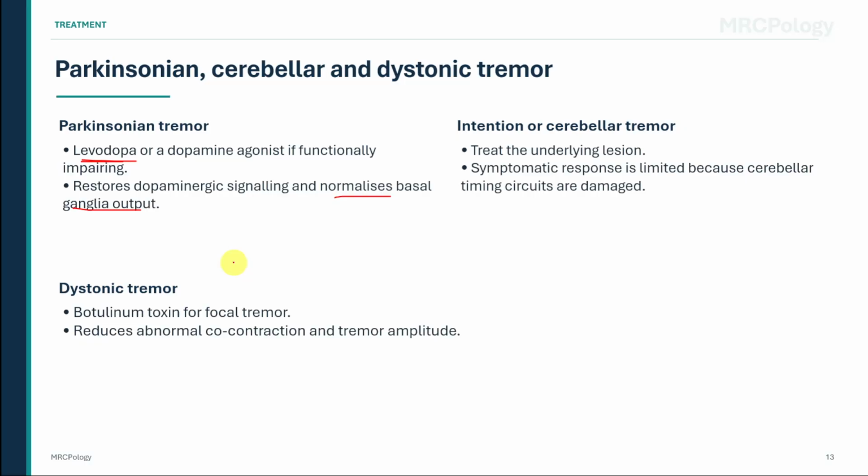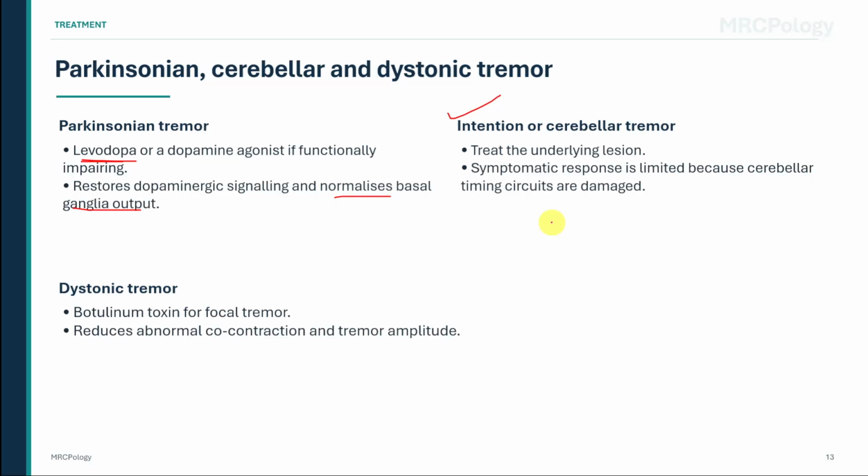For intention or cerebellar tremor, treat the underlying cause. This may involve management of multiple sclerosis, stroke, a structural lesion, toxicity, or nutritional deficiency. The response to symptomatic medication is often limited because the cerebellar timing and error correction circuits are structurally damaged. Physiotherapy, occupational therapy, and practical adaptations may improve function.